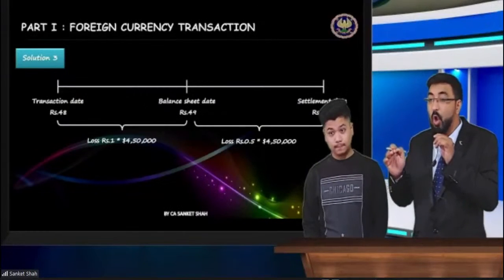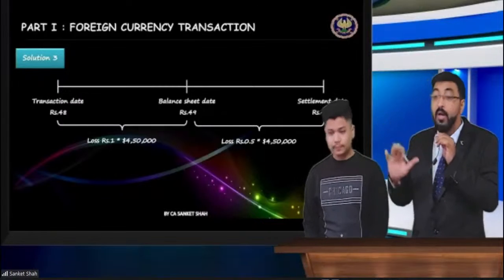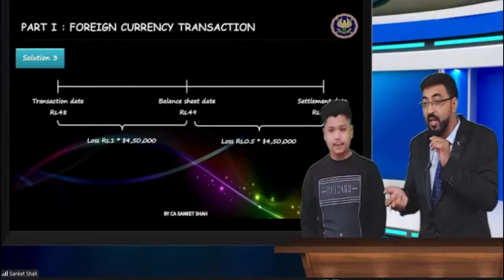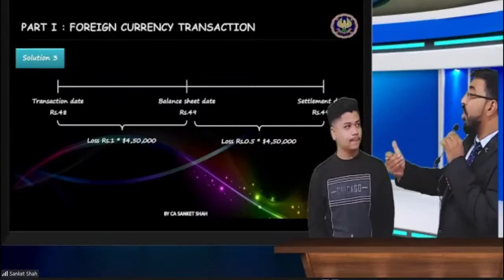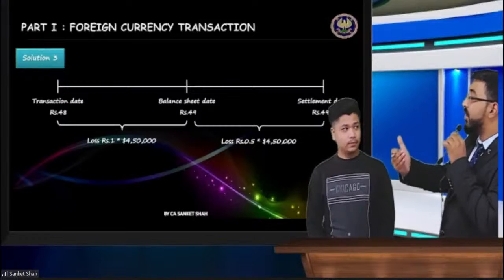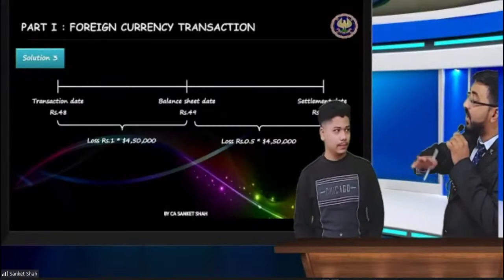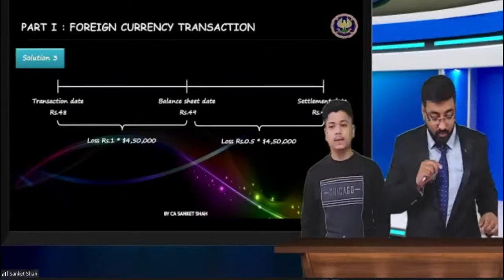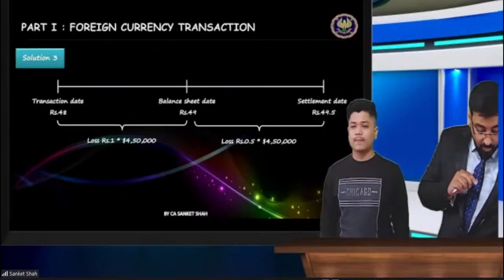Foreign exchange loss account debit 5 to bank because you are settling it at rupees 60. So your total loss is rupees 10, and it is divided in two parts. Well, in last year it was 5, and in current year it is 5. Very good. Very good, beta.